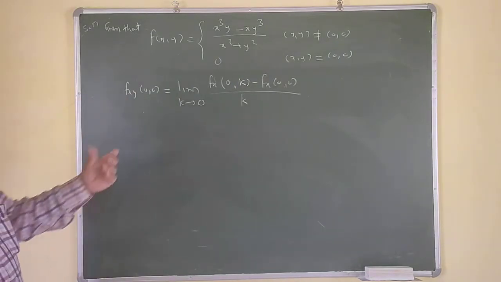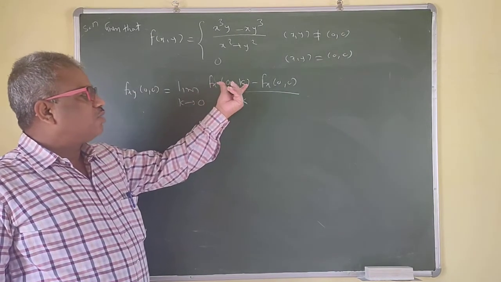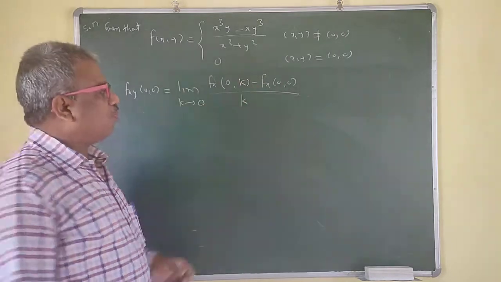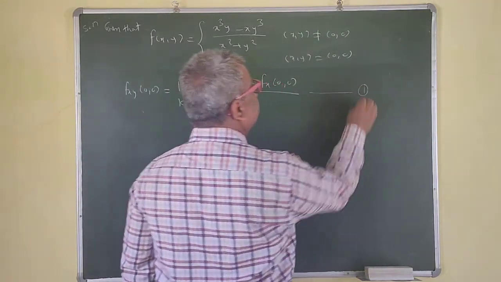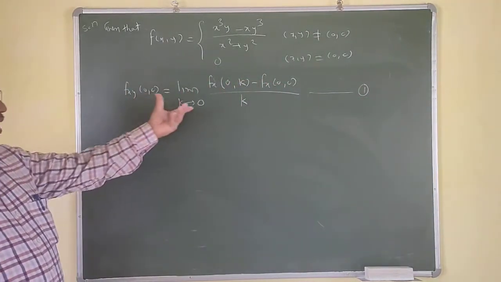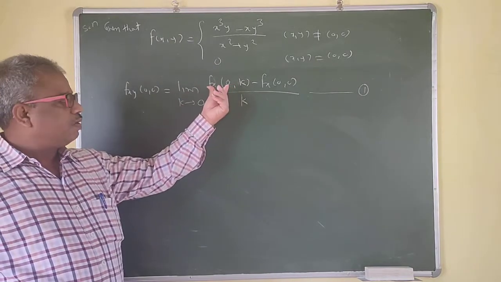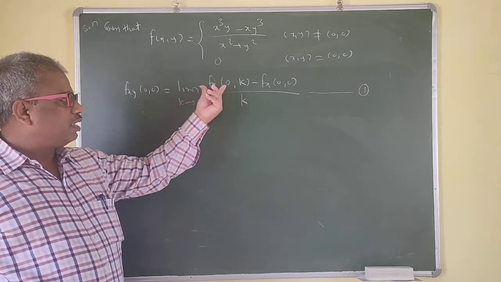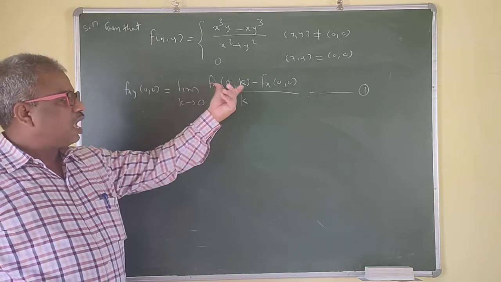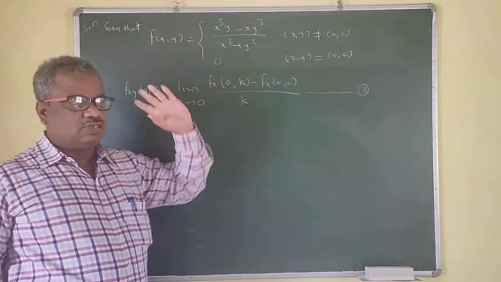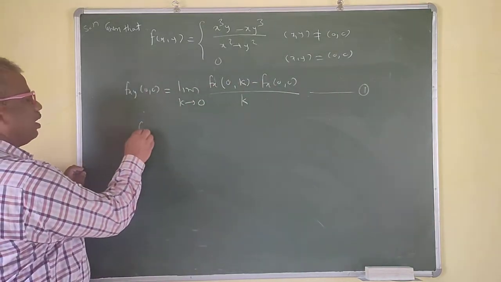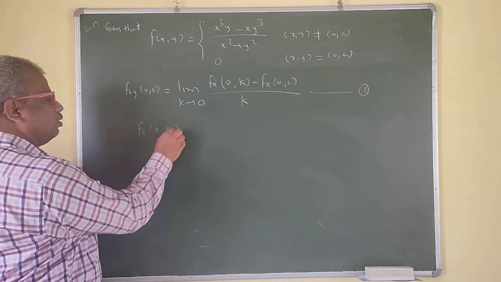To evaluate this, what do we need? We need to evaluate fx(0,k) and fx(0,0), and we put them here. We call this equation 1 now. We cannot divide this directly, because we want this first-order derivative with respect to x at (0,k), and here at (0,0). So we first find fx(0,k).